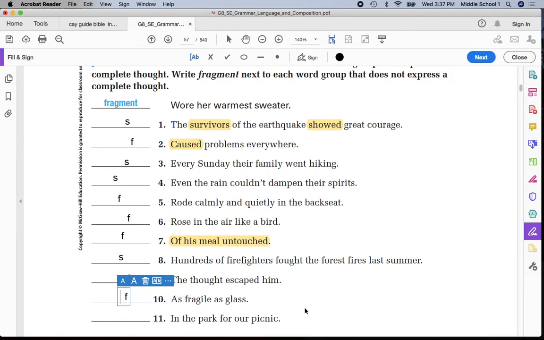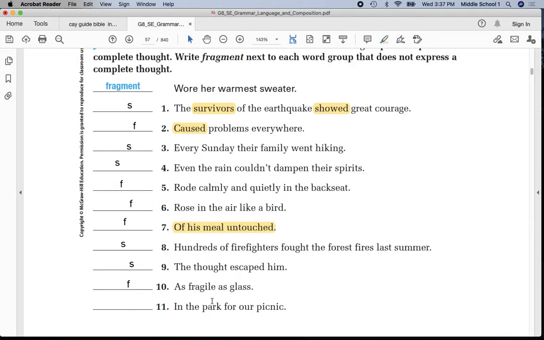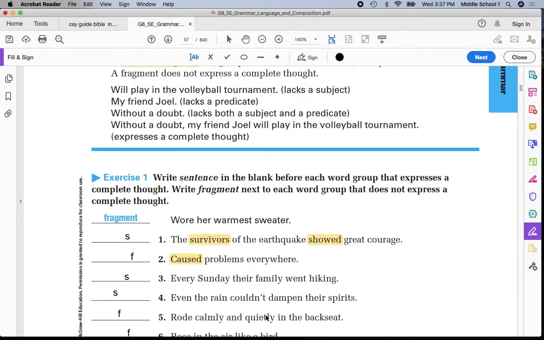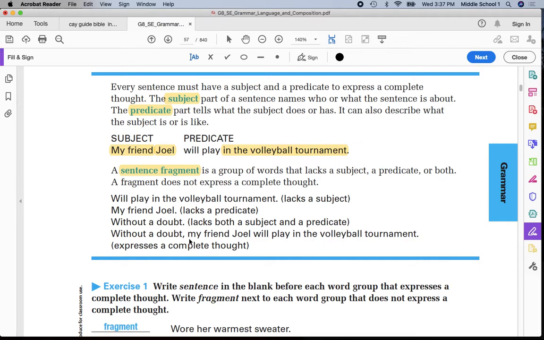Number 11, once again, notice it's really helpful to be able to identify prepositional phrases. Number 1, in the park, the second prepositional phrase, for our picnic. Because this contains no subject and predicate, I'm going to call this a fragment. My takeaway from this page is, if it's going to be a sentence, it needs to contain a subject and a predicate. If it does not contain both a subject and a predicate, I'm going to call it a fragment.